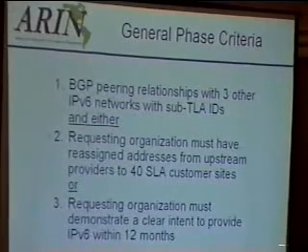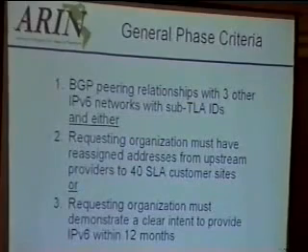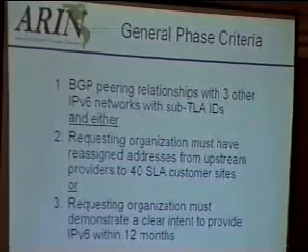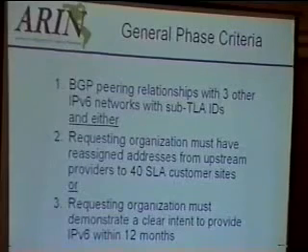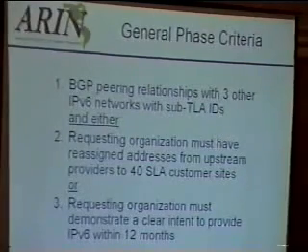Or the requesting organization must demonstrate a clear intent to provide IPv6 services within 12 months. Again, this is your plan that you provide to us. The plan isn't, I plan to provide IPv6 services in 12 months. That's not the plan. You give us a detailed plan of your schedule and how you're going to roll out these services. Okay? All right. Any questions about the IPv6 criteria?